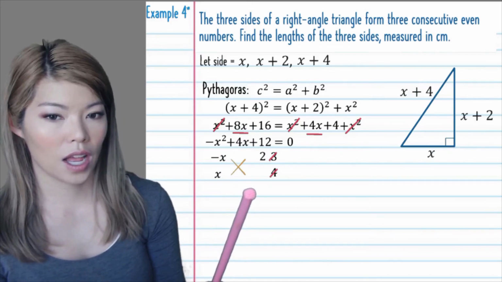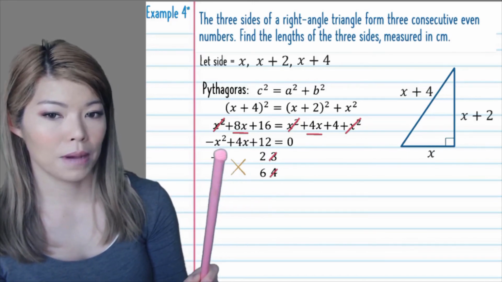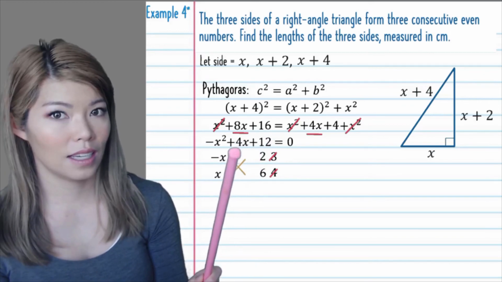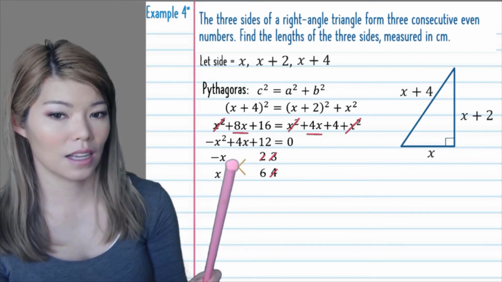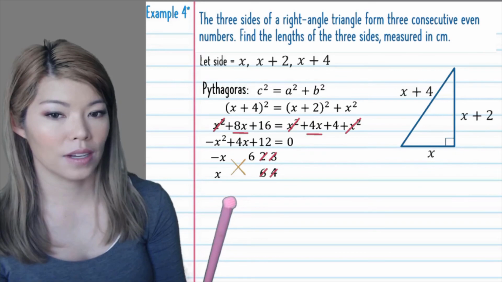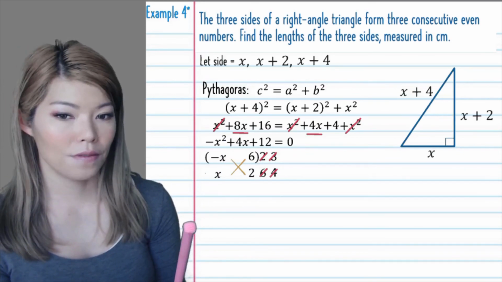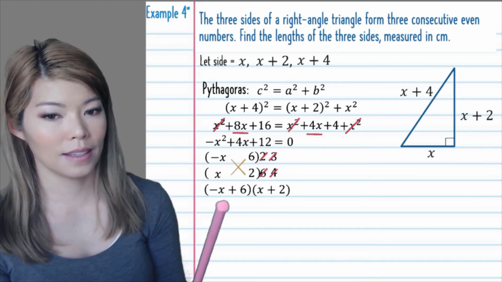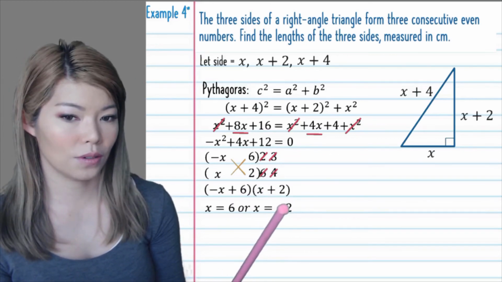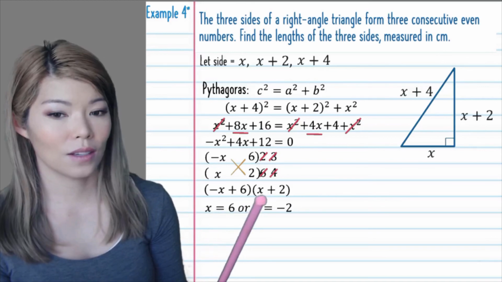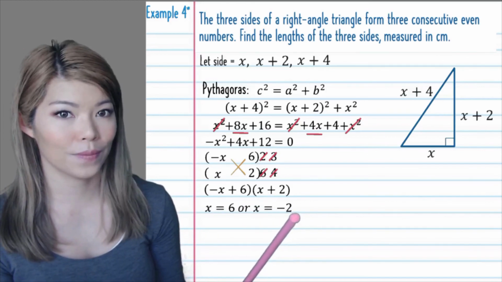Let's try 2 and 6. Minus 6 plus 2 is not correct. It's -4. So let's switch them around. 6 and -2 would give us 4. So bracket that off. We have minus x plus 6 and x plus 2 equals 0. So x equals 6 or x equals -2.